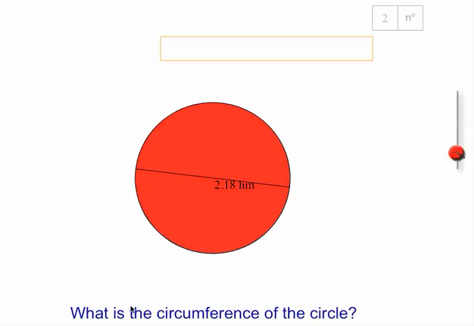Okay, here we're being asked to find the circumference given the diameter, and the diameter here is 2.18 hectometers. So we're going to use our circumference formula, which is circumference is 2 pi r. Now we're given the diameter. You don't want to have to divide this by 2 and then multiply it by 2. Just remember 2 times the radius is the diameter, right? So its circumference is pi times diameter. And so it's going to be pi times 2.18.